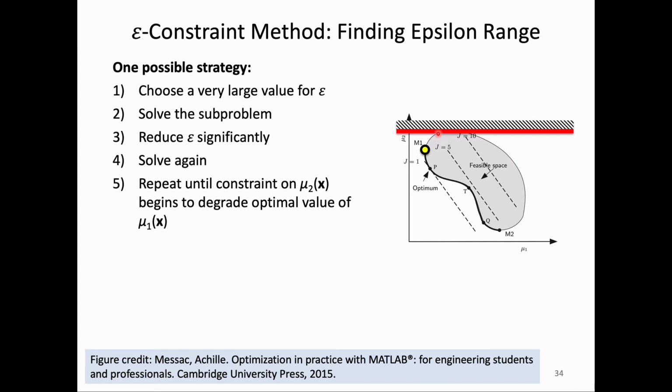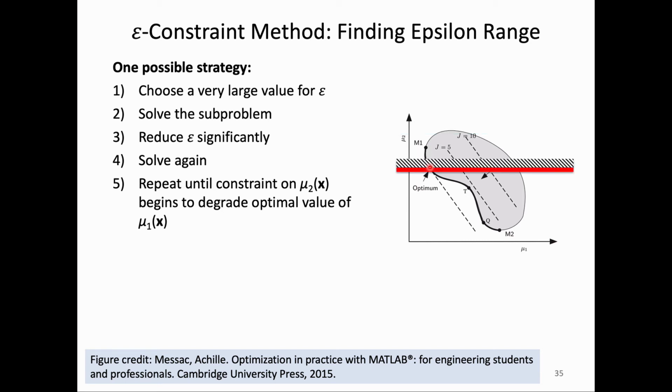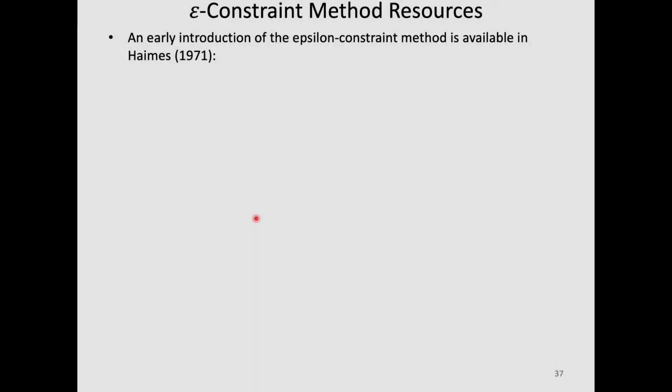So in other words, think about this. Move this red line down until it pushes us to require a larger value of mu1. So if we iterate and go here, we solve the problem, then this finally moves us away from the anchor point. Let's go through a few resources for learning the epsilon constraint method.